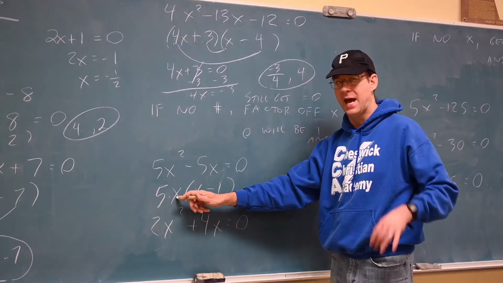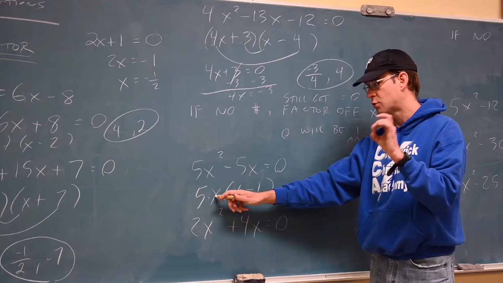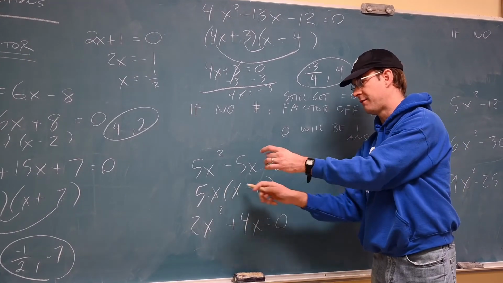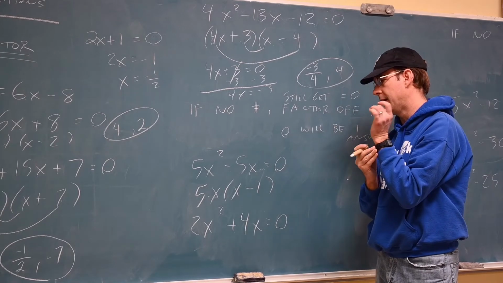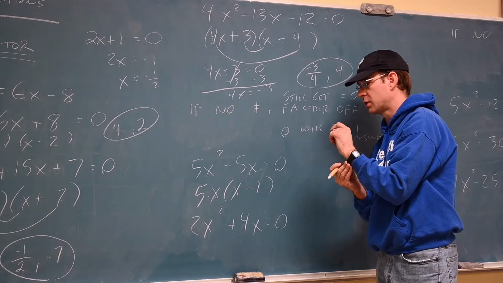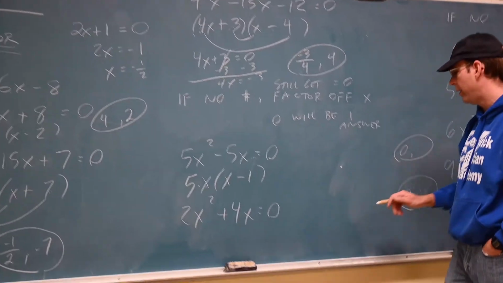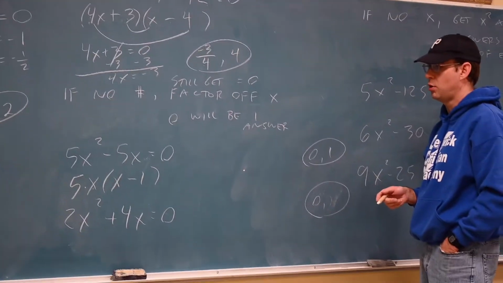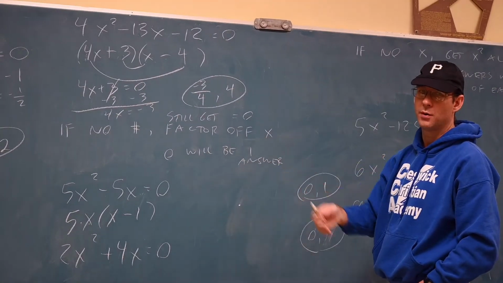Because we took off the x, 0 will be an answer. If x were 0 and we multiplied this stuff, it would make everything equal 0 in the end, and that's what we're trying to accomplish. The x minus 1 will give us the other solution, which is a positive 1, the same way we were doing the earlier one.